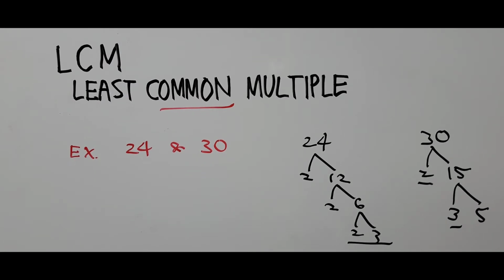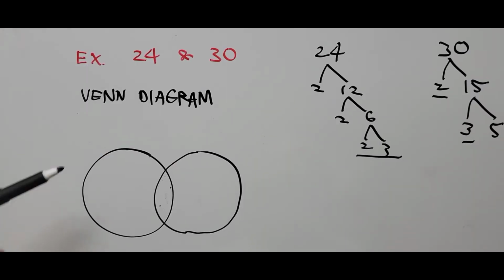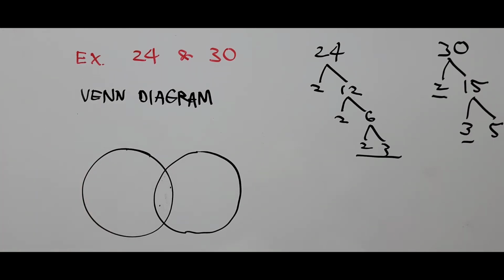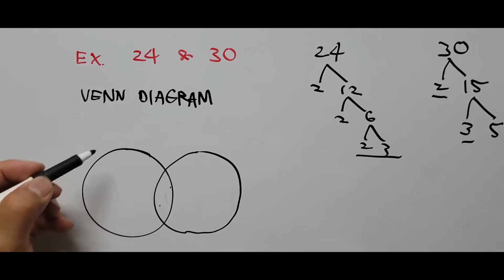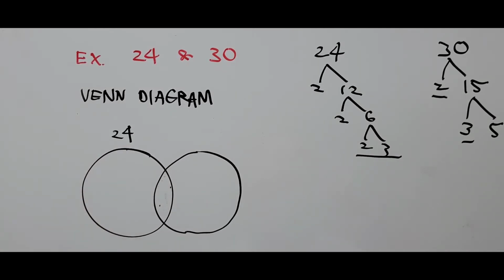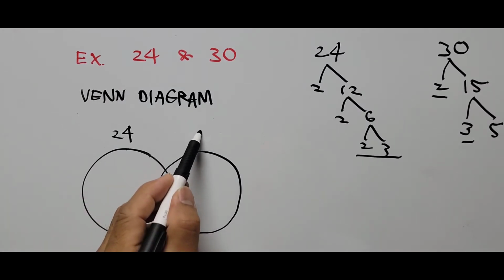A Venn diagram is circles containing all the factors of each number. It looks like this. A Venn diagram is illustrated by circles. If you have two numbers being considered, we have two circles. Like in 24 and 30, we assume this is the circle for the number 24, and the other circle is 30.